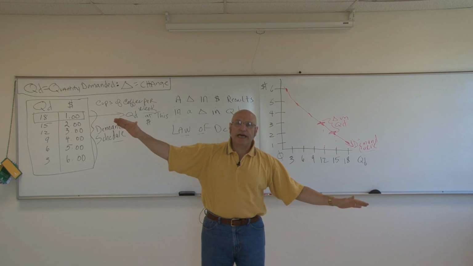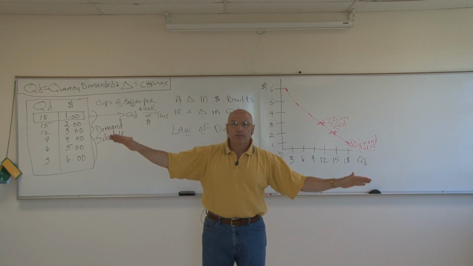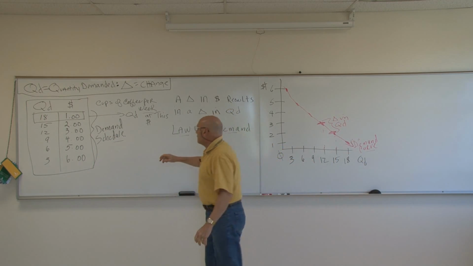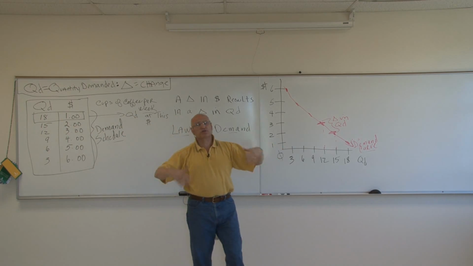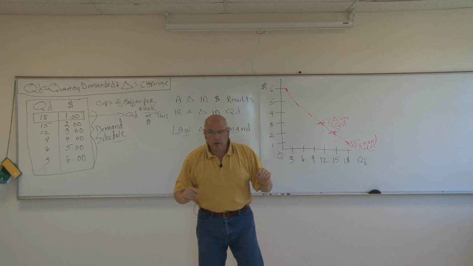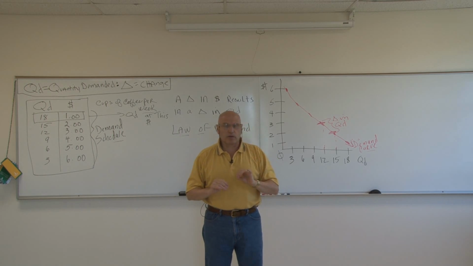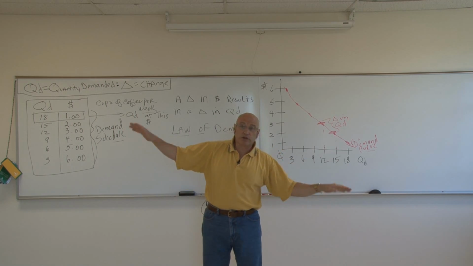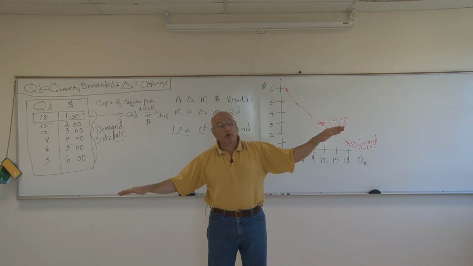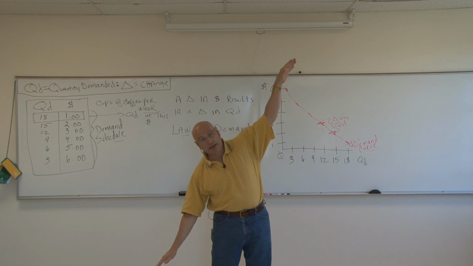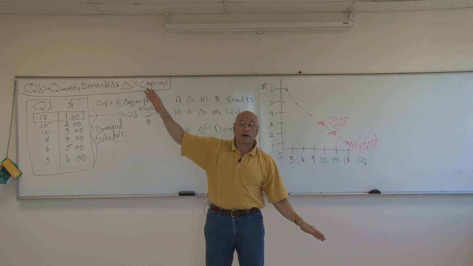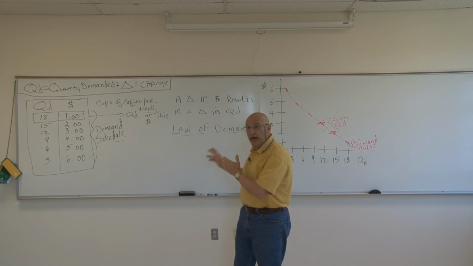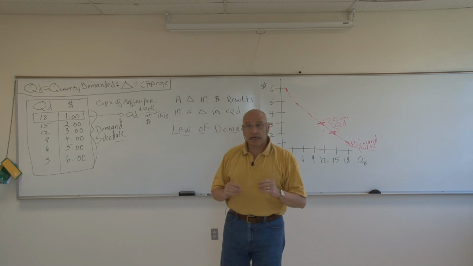So that is the law of demand. The law of demand states that there's an inverse relationship. We can also think of it as negative, but we're really not going to get into those types of categories right now. An inverse relationship, meaning that if my price goes up, my quantity demanded goes down. My price goes down, my quantity demanded goes up. And that's basically what we have with our demand schedule.